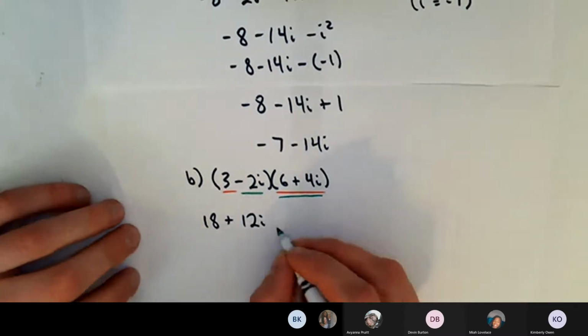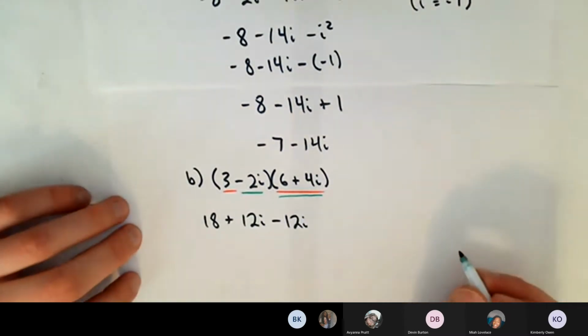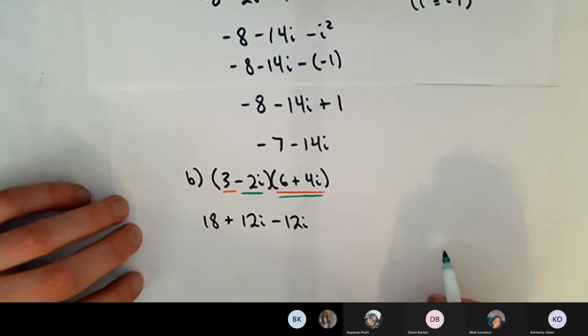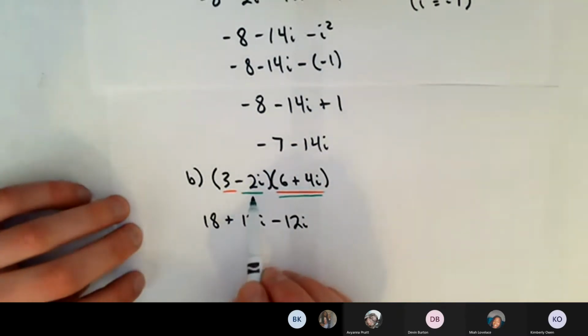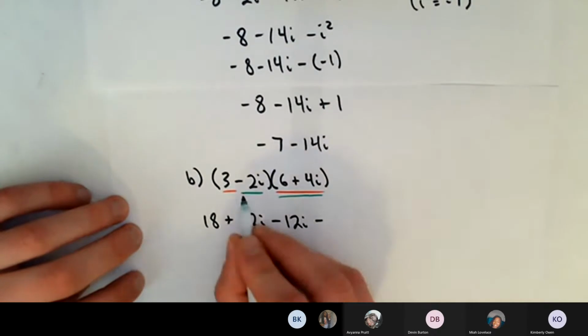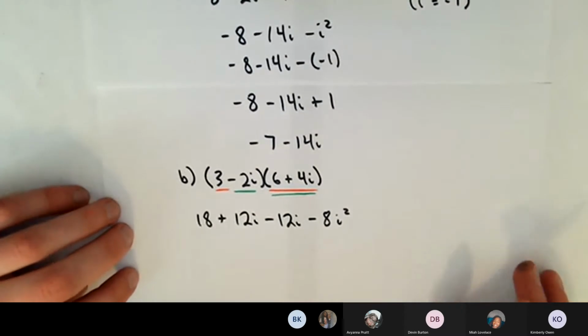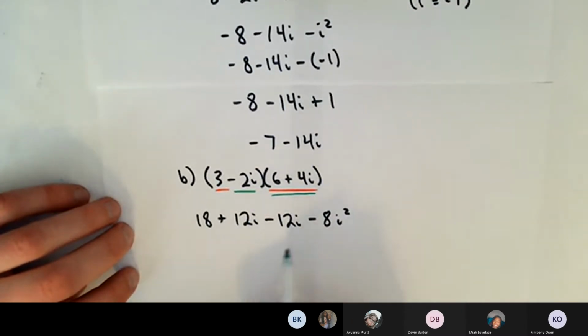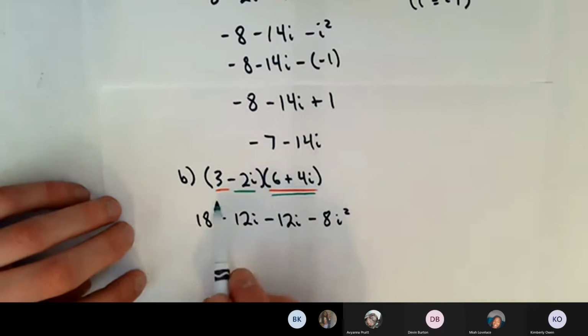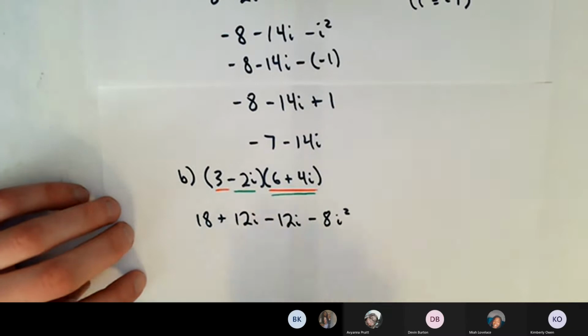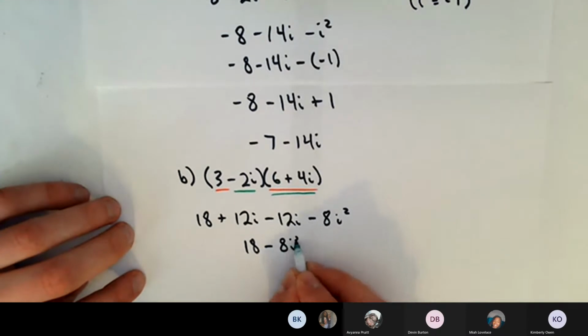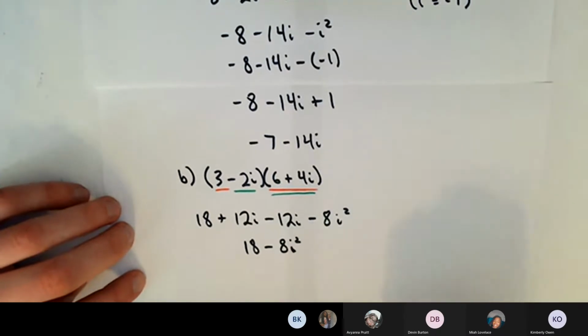Negative 2i times 6 is negative 12i. And then negative 2i times 4i is negative 2 times 4, which is negative 8. i times i is i squared. Okay, cool. Now, it just so happens, I didn't even plan this. What's going to happen here when I combine my like terms is these cancel out, so I'm left with 18 minus 8i squared. But remember, i squared is just negative 1.